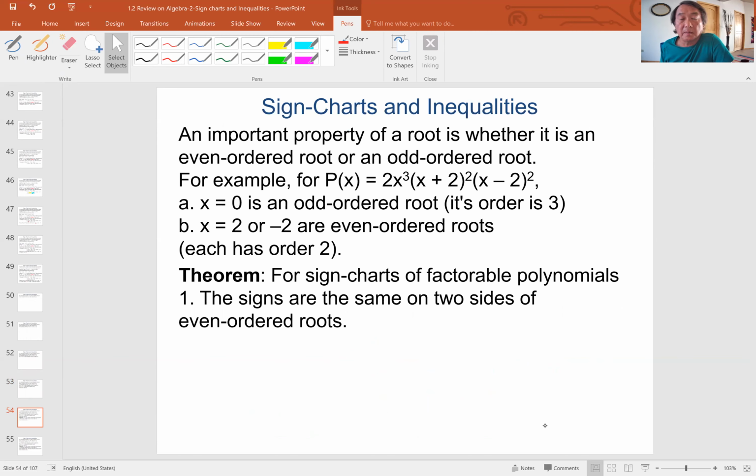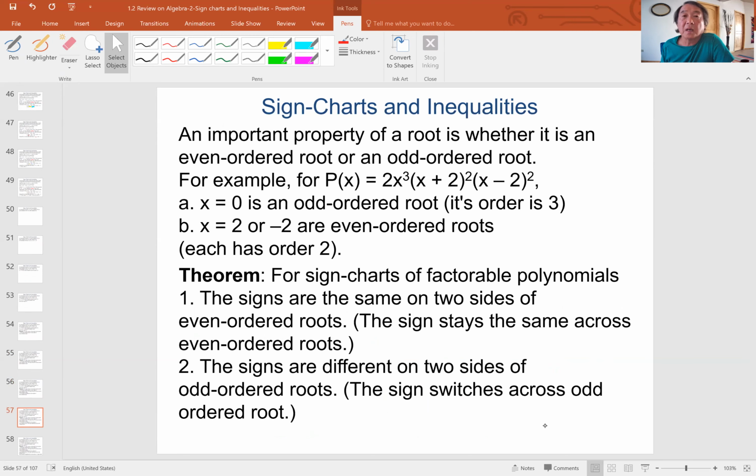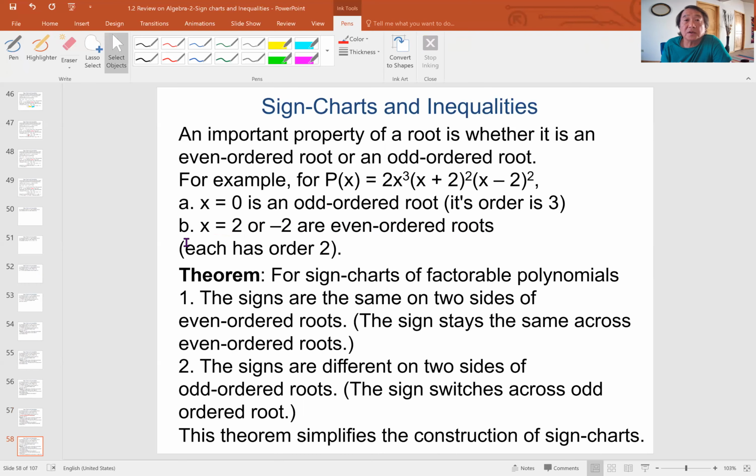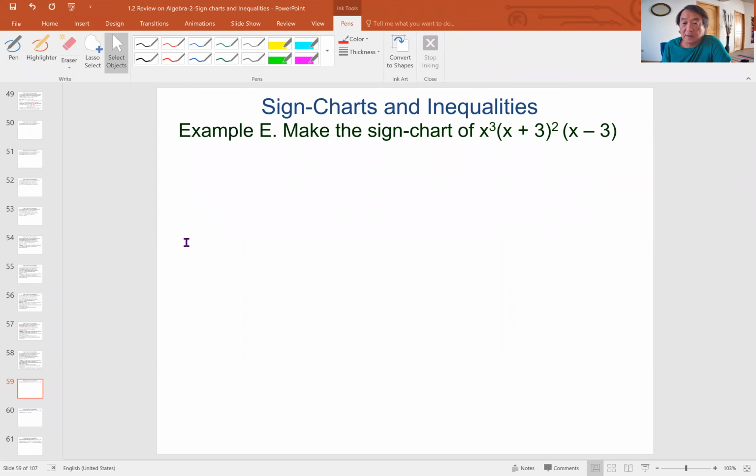So here's the easy way. To summarize, you can discard the even order roots. They don't matter in the sign chart. The only roots that matter are the odd order roots. And when the sign chart is produced, basically when you cross an odd order root, the sign will change. And across an even one, it doesn't change, meaning you can ignore it.